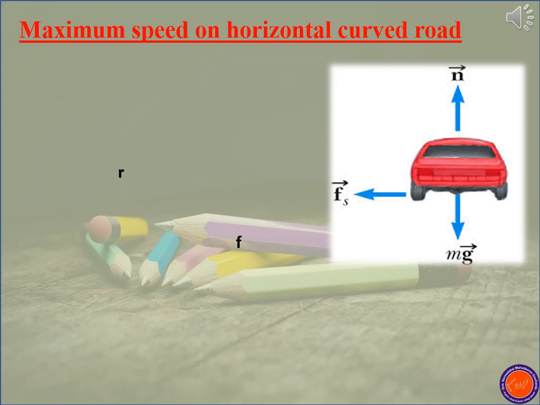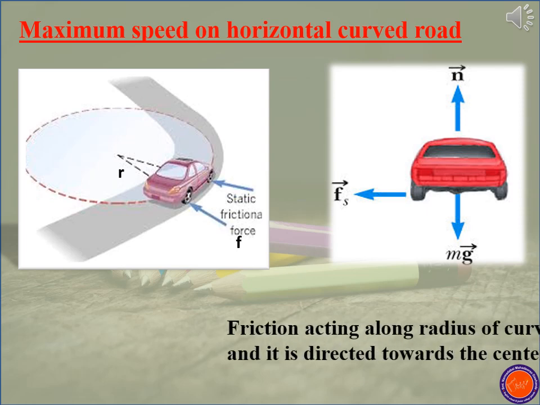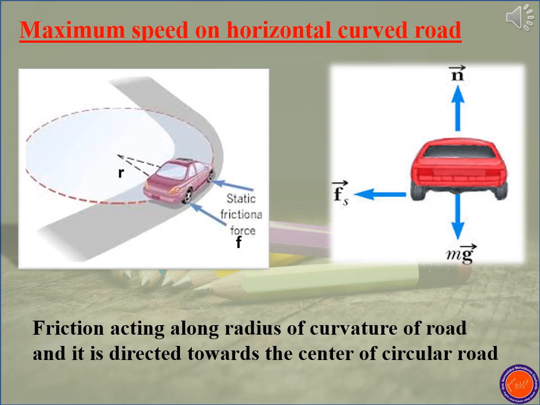The third force acts along the road surface and is directed toward the center of curvature of the road. It is the force of friction between the road surface and the tire of the vehicle. In this diagram, it is shown by friction acting along the radius of curvature of the road, and it is directed toward the center of the circular road.